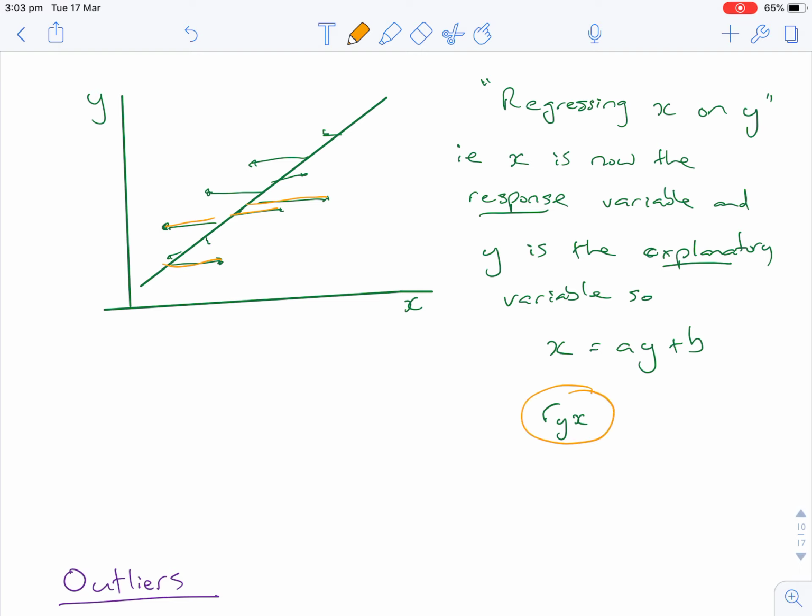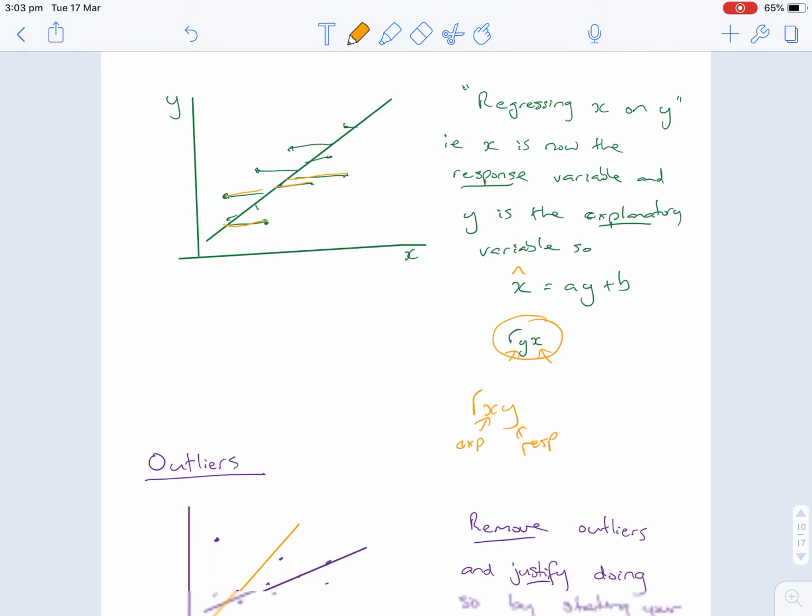If they've done that, and they gave you an R value, typically when we were at R, we'd go R, X, Y, where my first one is my explanatory variable and my second one is my response variable. In this case, they're making my explanatory variable the Y and the response variable the X. So they've switched it, and what that would produce would be x hat is equal to ay plus b. So we've changed what we're predicting from what.